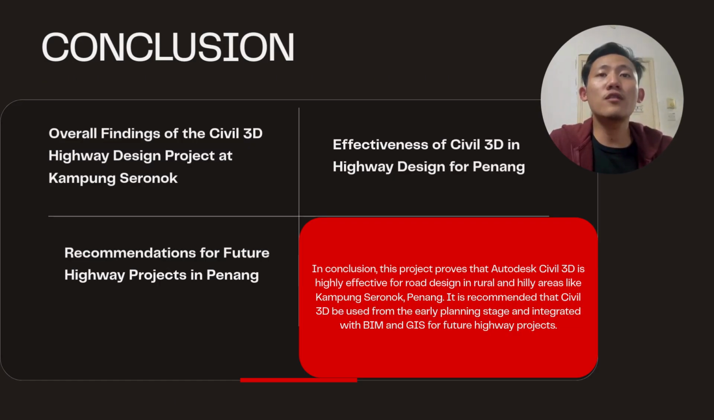In conclusion, the overall findings of the Civil 3D highway design project at Kampung Seronok, Pinang are very useful for road design in hilly rural areas. So, using terrain modeling, optimized alignment, corridor design, and drainage analysis give a more accurate view of the site than the traditional 2D methods. The study also shows that Civil 3D helps identify and fix problems, such as too much earthwork, steep slope, and poor drainage early in the design stage.